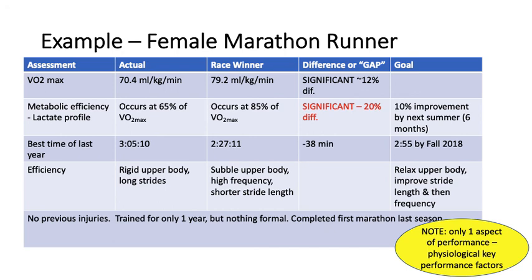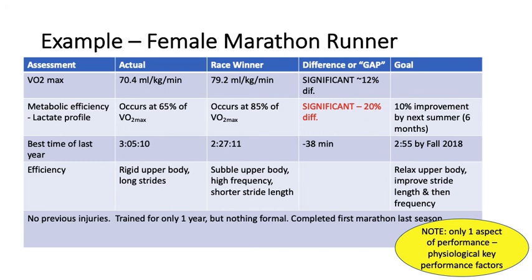You can see the best time of last year was 3 hours, 5 minutes and 10 seconds, while the race winner was 2 hours, 27 minutes and 11 seconds. That's a difference of 38 minutes. So her goal, an achievable goal, is to shave off 10 minutes by fall of 2018, which is almost a year. So that is considered doable in a year.